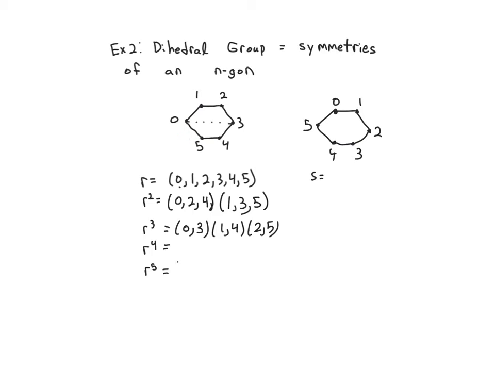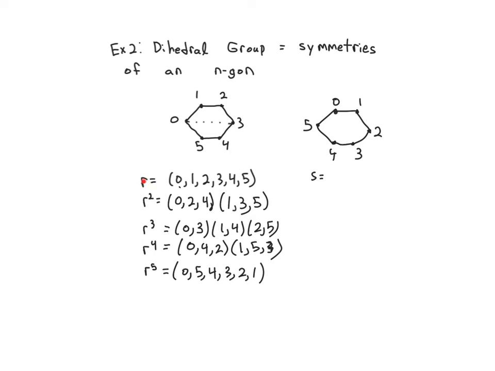So 0 just goes to 5, which goes to 4, which goes to 3, which goes to 2, which goes to 1. And similarly, r to the 4th is r squared negative. It's counterclockwise rotation twice. So 0 goes to 4, goes to 2. 1 goes to 5, goes to 3. Or you could skip count by 4s.